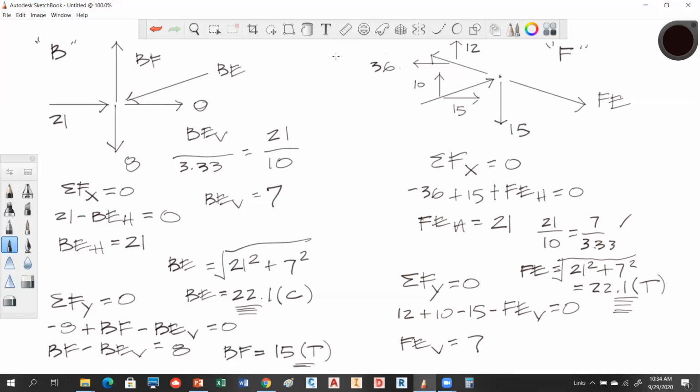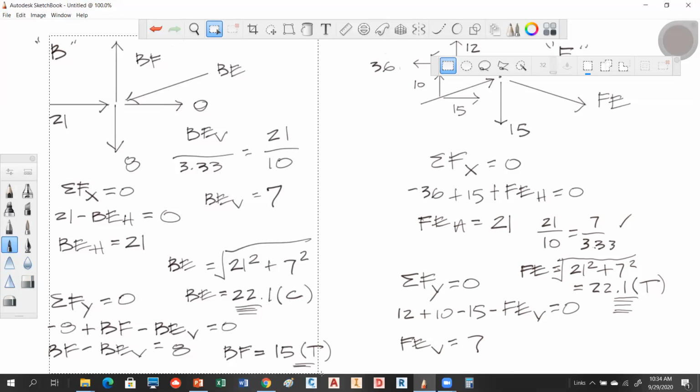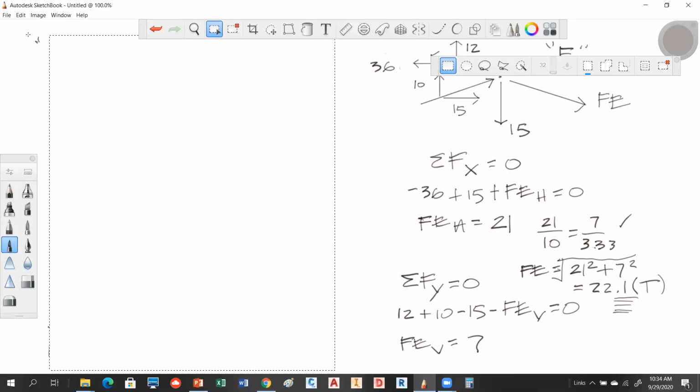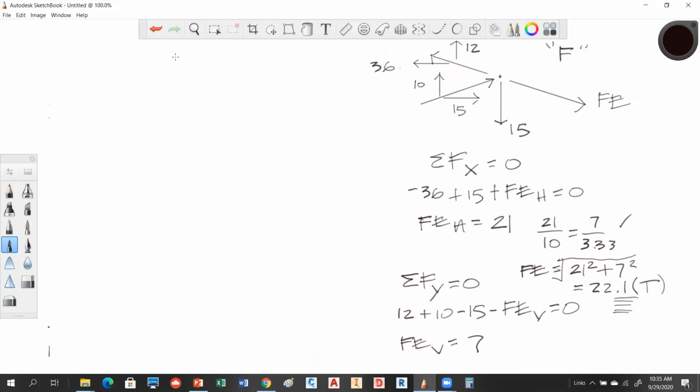I'm going to go ahead and clean this one up here. Remember, BE is going to be feeding into me, so remember BE is compression, okay? All right, so I'm going to go ahead and take this out with a nice little deletion window. All right, so we're going to be the last joint. Everything should resolve to 0 at this point. This is joint E. Going to start joint E here.